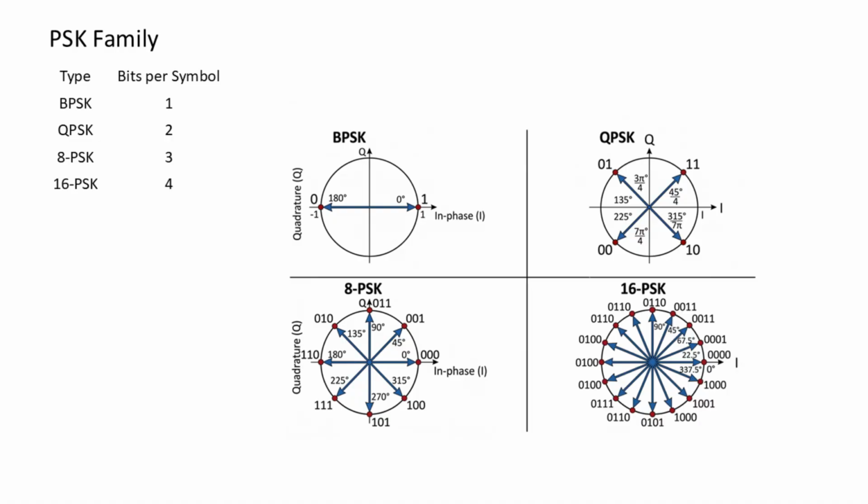Finally, in 16 PSK, we extend this concept even more by using 16 phase states. Each symbol represents 4 bits, making the constellation much denser on the diagram. However, as the number of phase states increases, the distance between them becomes smaller, which makes the system more sensitive to noise and detection errors.